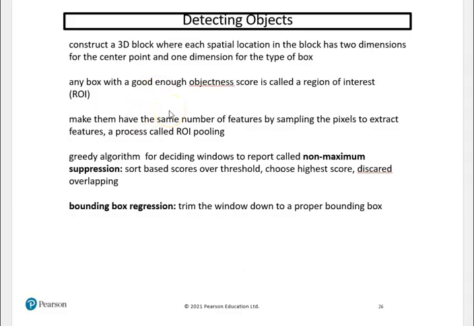So we're going to construct this 3D block where each spatial location in the block has 2 dimensions for the center point and 1 dimension for the type of box. Any box with a good enough objectness score is called a region of interest. If you find a high enough probability for what's inside the box, we make them have the same number of features by sampling the pixels to extract features, which is called ROI pooling. A greedy algorithm will then be used for deciding which windows to report, called non-maximum suppression.